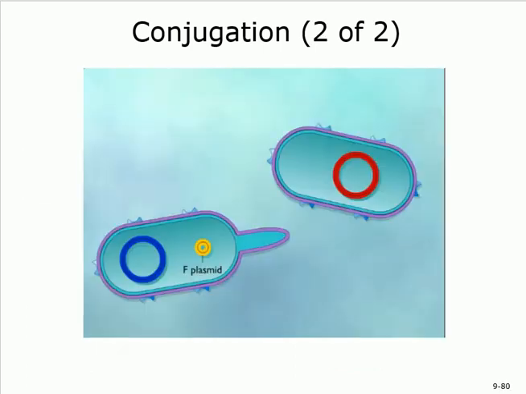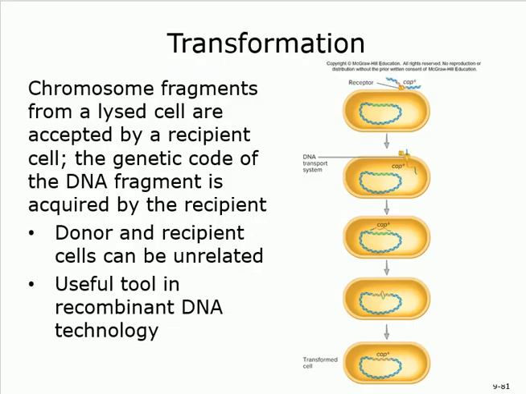So here is conjugation. What is this? This is a sex pilus, right? So the plasmid is here. The plasmid is the one that's going to take this piece, go through the sex pilus, and transfer it to the new bacteria.